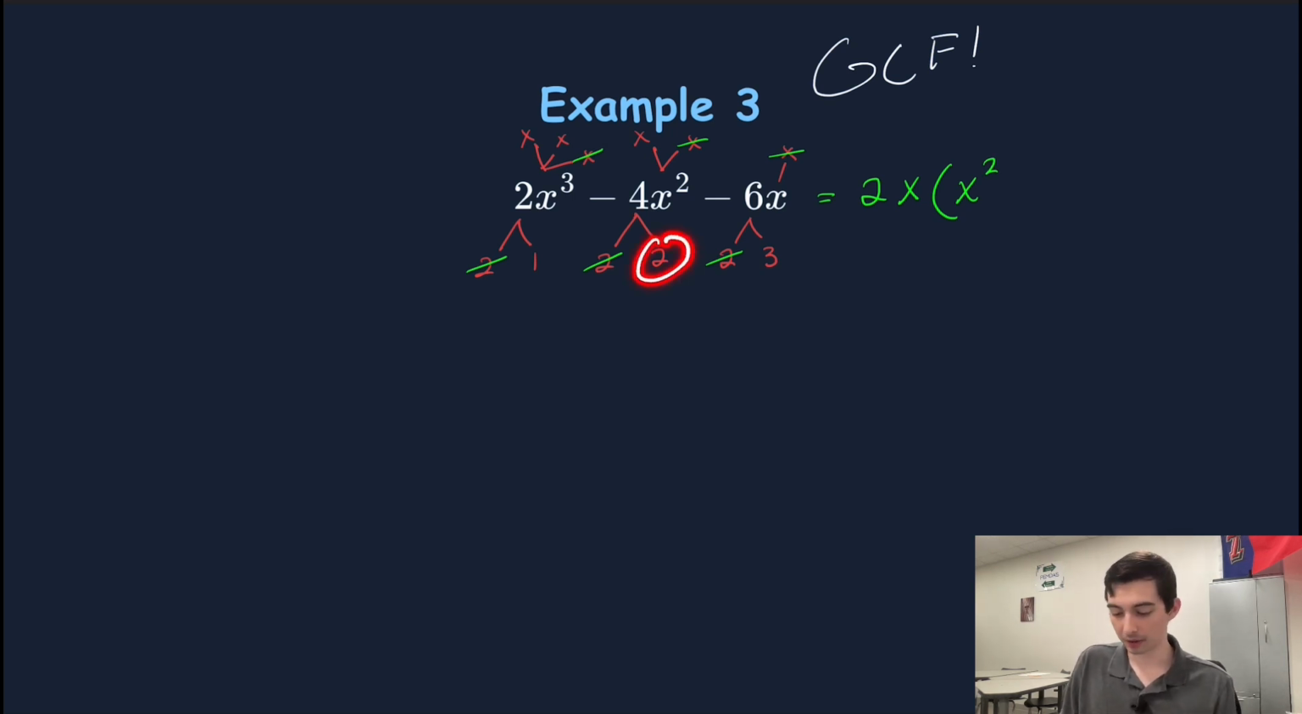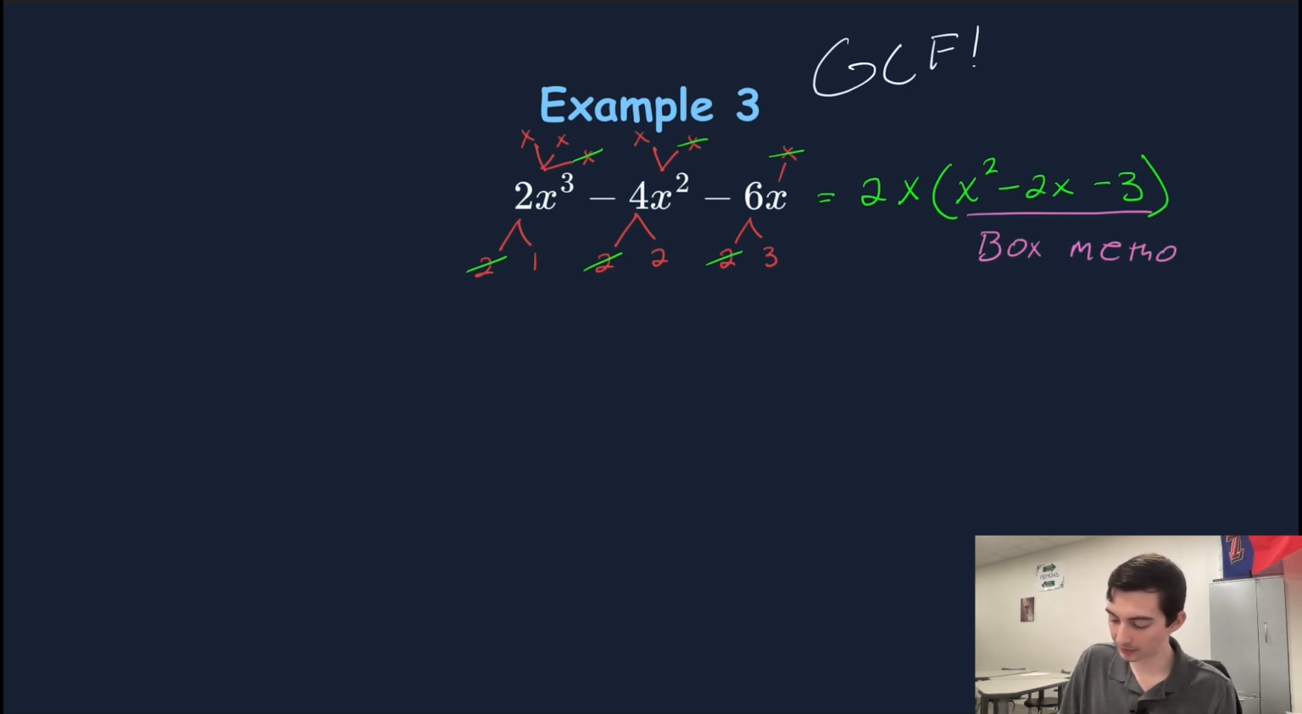In the second term, I'm left with a 2, and I still have this negative. So it's going to be negative 2, and then just 1x, so negative 2x. And then here I'm just left with 3, and this negative, and all of my x's canceled, so I'm just left with negative 3 here. And now I can use the box method for this inside part, inside my parentheses, and then I'm just going to tag on my GCF at the very end.